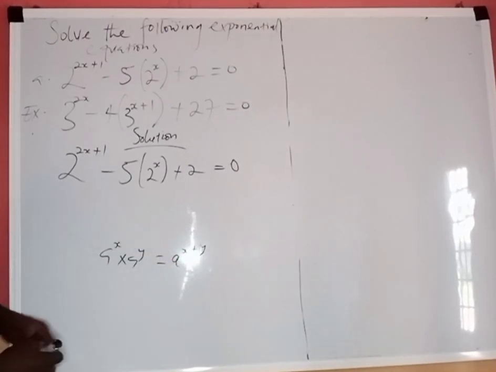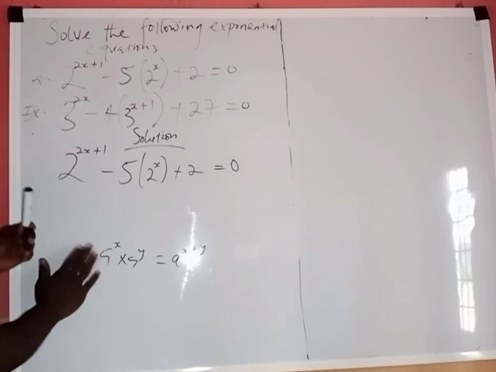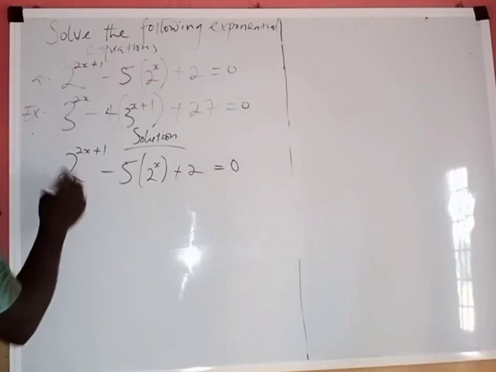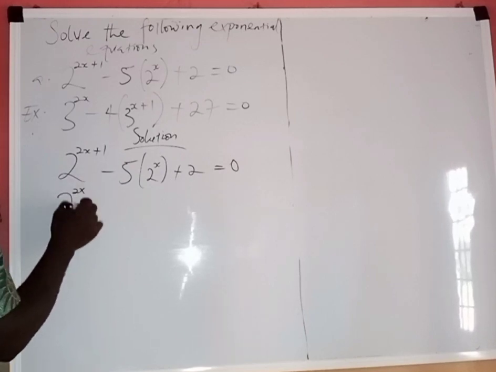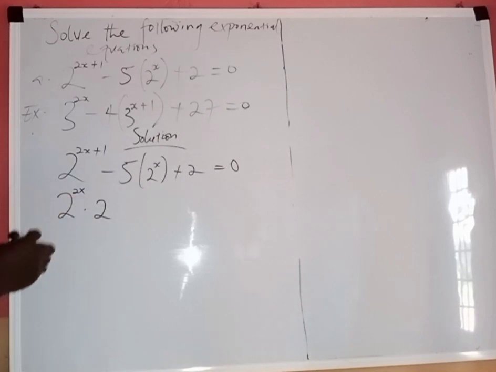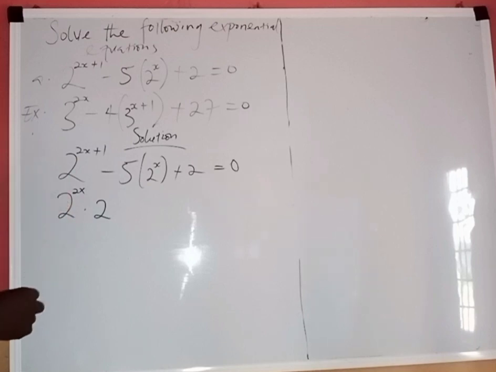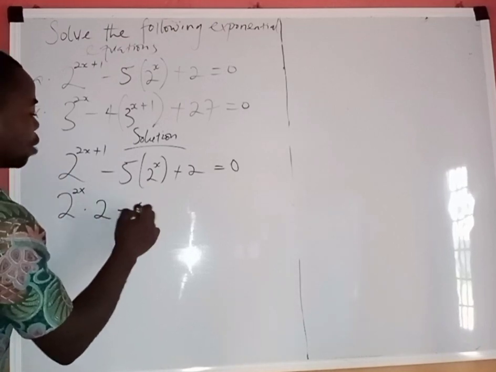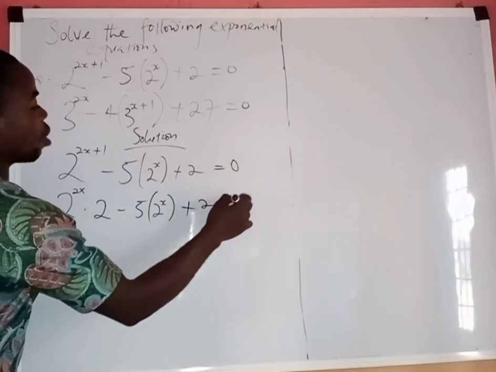Since it's an equality, we want to use this idea right here, and that is to say we can rewrite this as 2 raised to the power 2x multiplied by 2 raised to the power 1. Of course, 2 raised to the power 1 is also 2. Okay, now minus 5 into 2 raised to the power x plus 2 equal to 0.